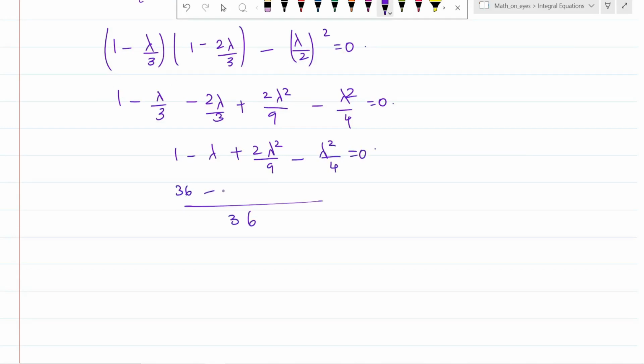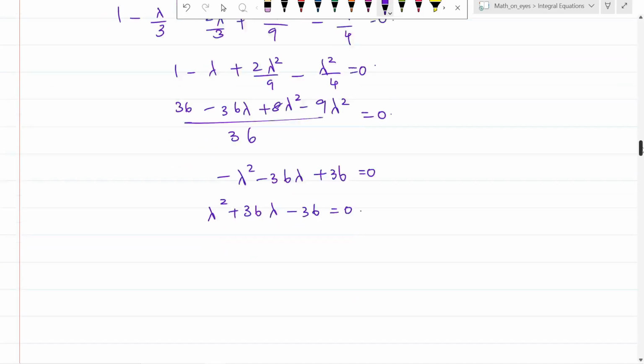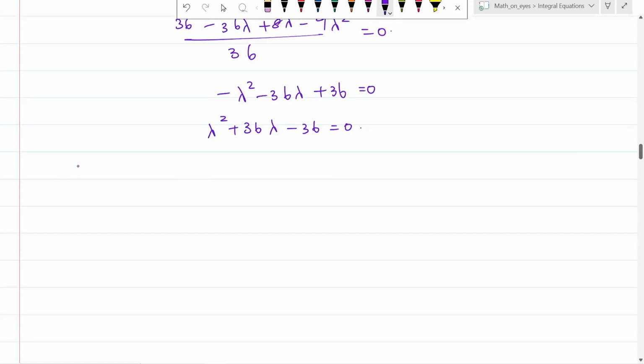So 36 minus 36 lambda, and this is plus 8 lambda squared minus 9 lambda squared is equal to 0. So we get minus lambda squared minus 36 lambda plus 36 is equal to 0. So that implies lambda squared plus 36 lambda minus 36 is equal to 0. Now we use the formula minus b plus or minus root over b squared minus 4ac to evaluate lambda. Lambda is equal to minus 36 plus or minus root over 36 the whole squared minus 4 into a into minus 36, divided by 2 into 1.